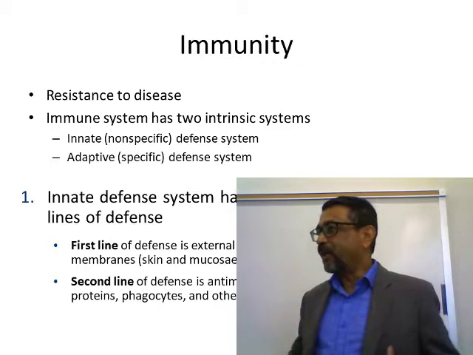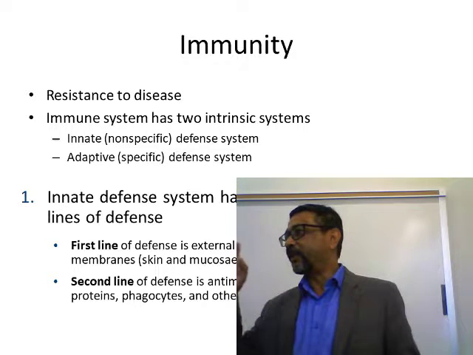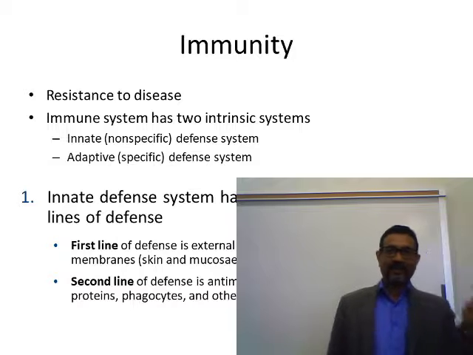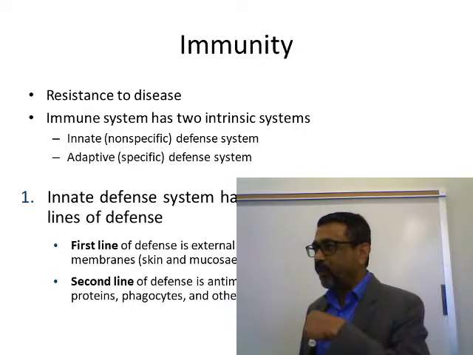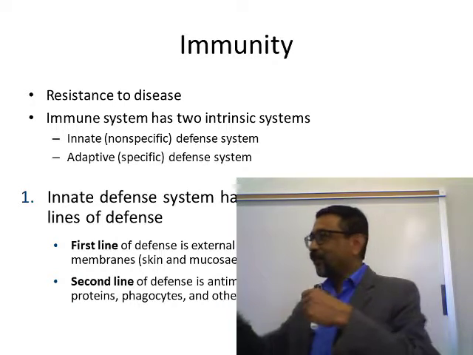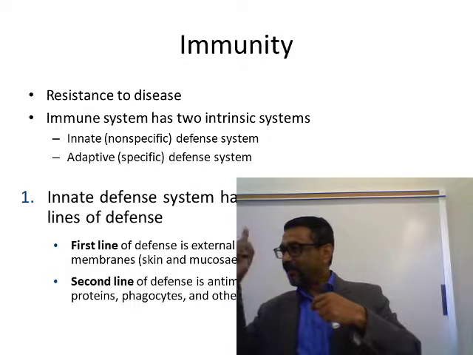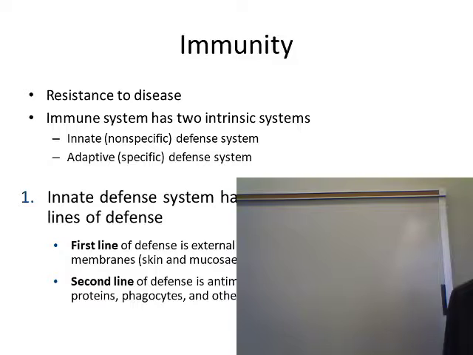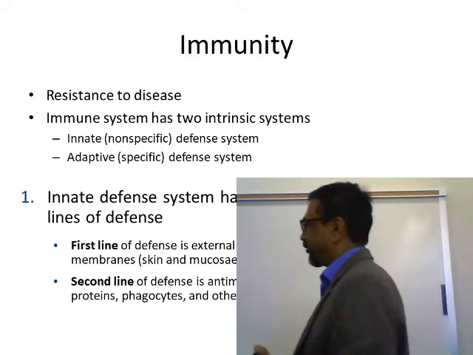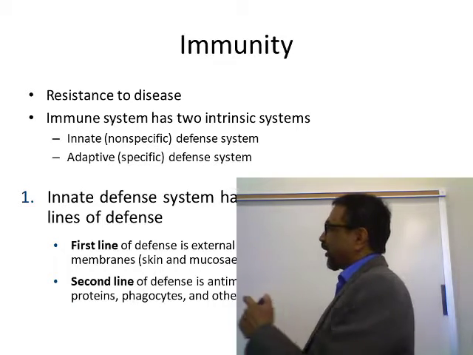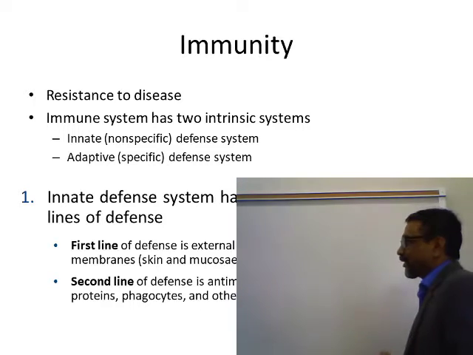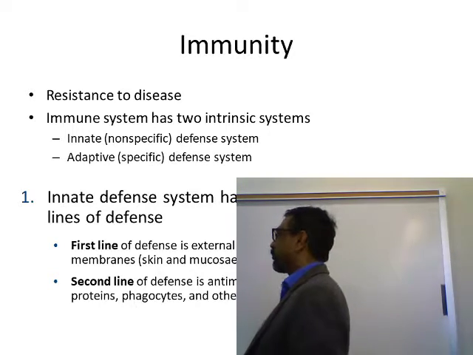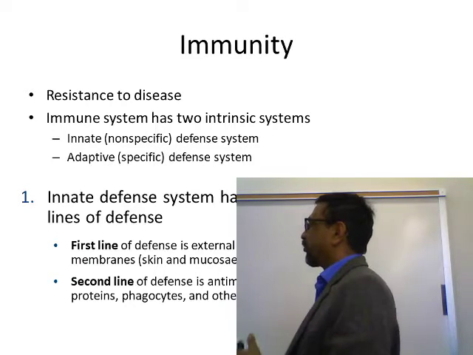Skin covers the body, mucous membrane covers the respiratory tract and GI tract, right? So if it enters into your GI tract through food, the food you eat, then who will try to stop it first? The mucous membrane of the GI tract. So those are the first line of defense. The second line of defense is antimicrobial agents or proteins present in your tissue.